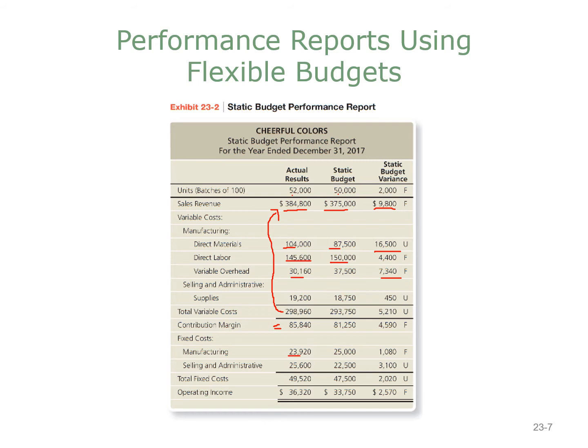I have 23, I was expecting 25, so this is favorable. Selling and administrative 25, and this 22, so unfavorable. Total fixed cost and operating income, as you can see. So actually, in the actual case, we achieved operating income that is higher than the expected. So we have 2,570 favorable variance. The difference between the actual and the budget is to be called variance. Actual minus static equals the budget.